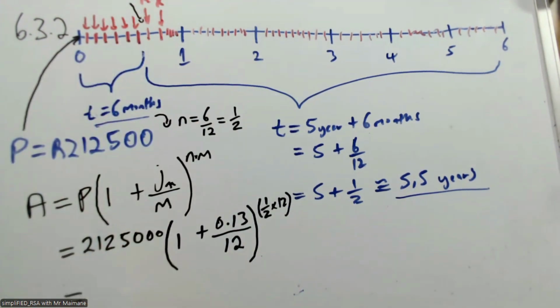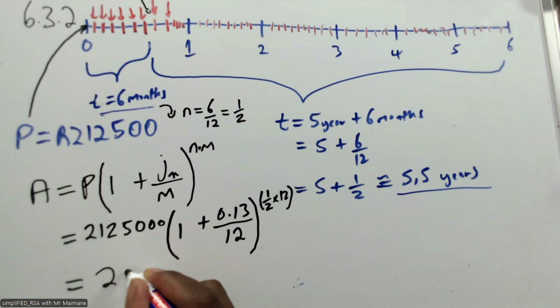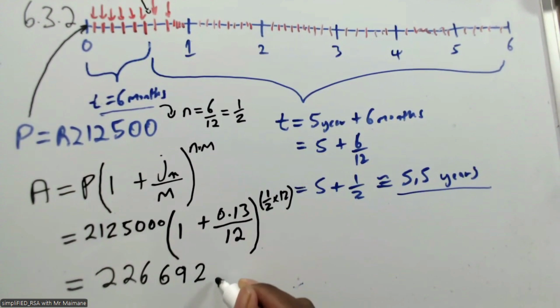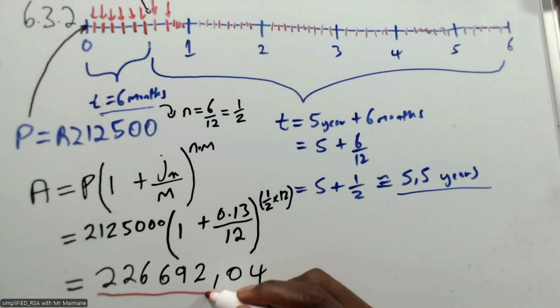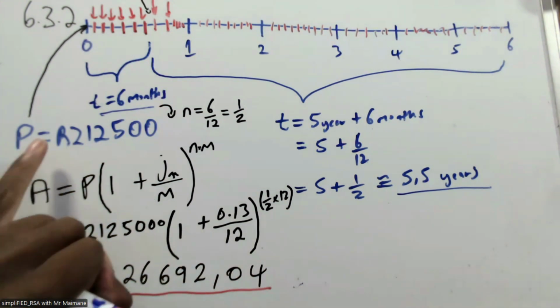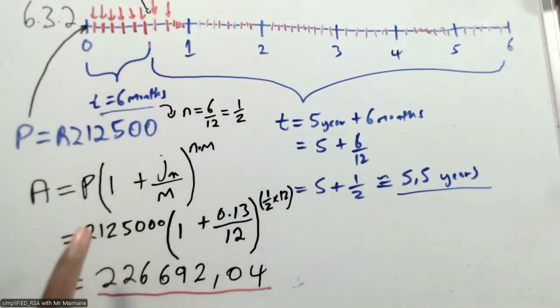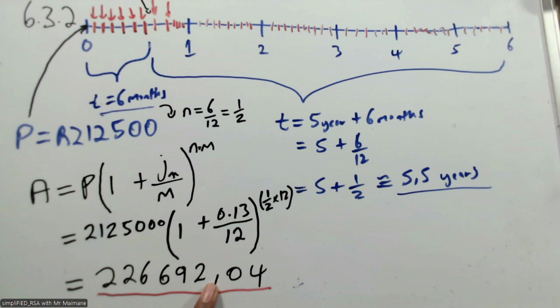If I punch it on a calculator, I will get 226,692.04. Meaning this is the amount when Thabo starts paying. So the present value of the loan that he took, since there were no payments for the first 6 months, by the time he starts paying 6 months after, has accumulated to 226,692 due to the interest that was going on within the first 6 months.